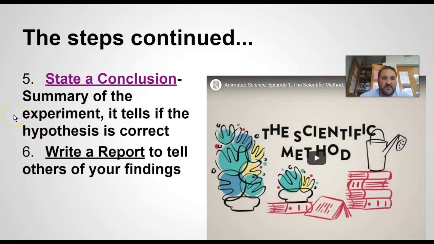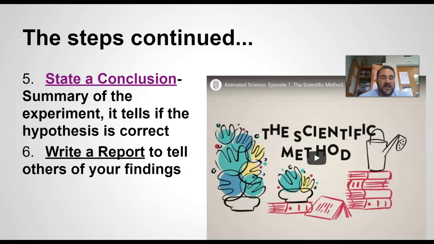The fifth step is to state a conclusion. Your conclusion says, is your hypothesis right or wrong? It says the data that proves your hypothesis right or wrong, and it says where you could have gone wrong. So maybe you realize that I didn't measure correctly. Maybe you think, oh, I didn't have the right amount of water in the plant that I had. Those would be places of error, and that would go in your conclusion.